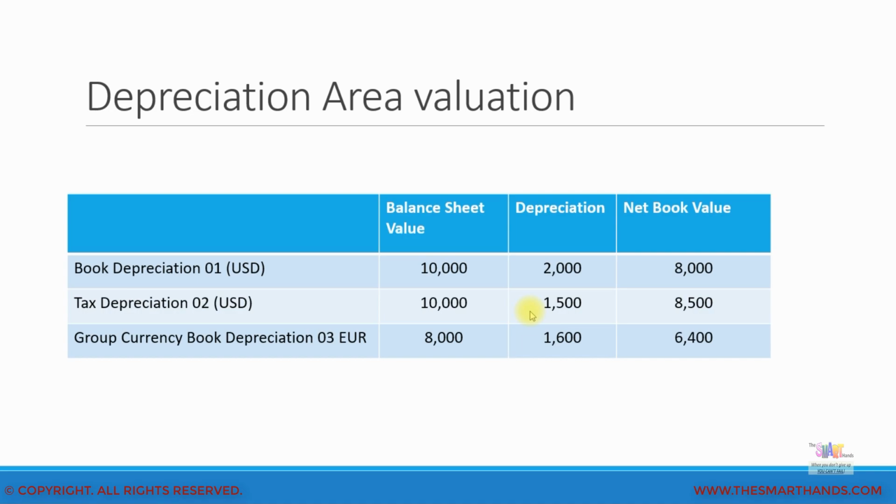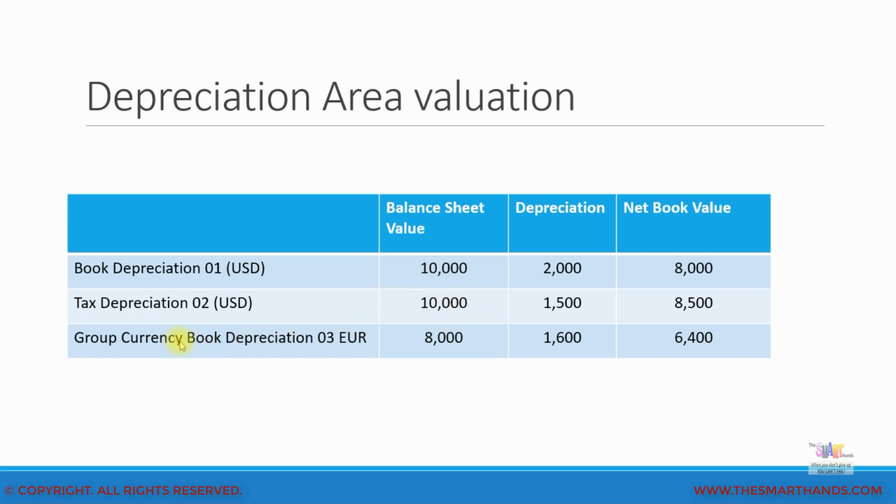Now let's see how the depreciation area valuation differs between different types of depreciation areas. At the time of purchasing an item, the value is the same. So for example, you're purchasing an item for $10,000. So in your balance sheet, the value of the book depreciation is $10,000. And for your tax depreciation also, it will be $10,000. There are no changes in that.